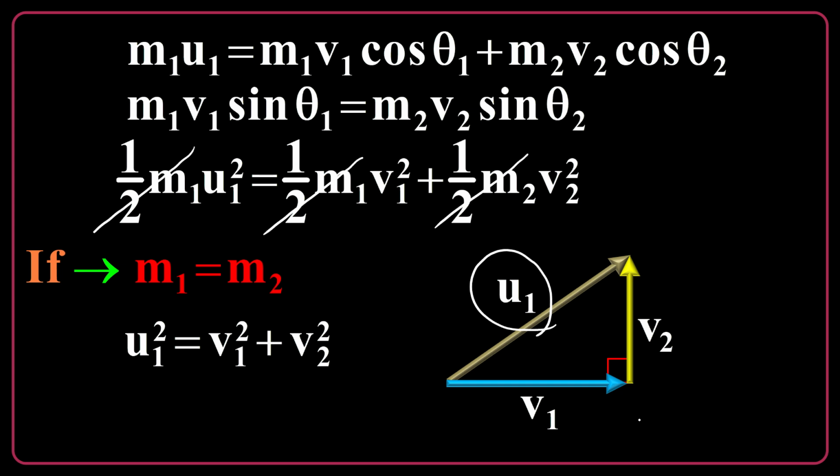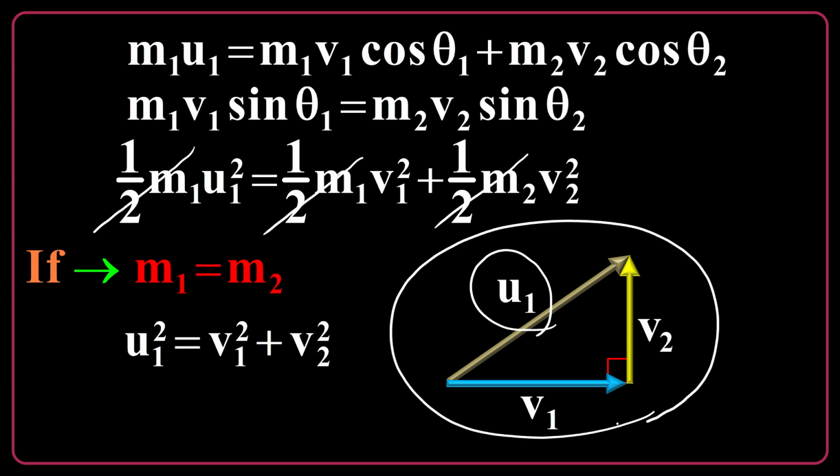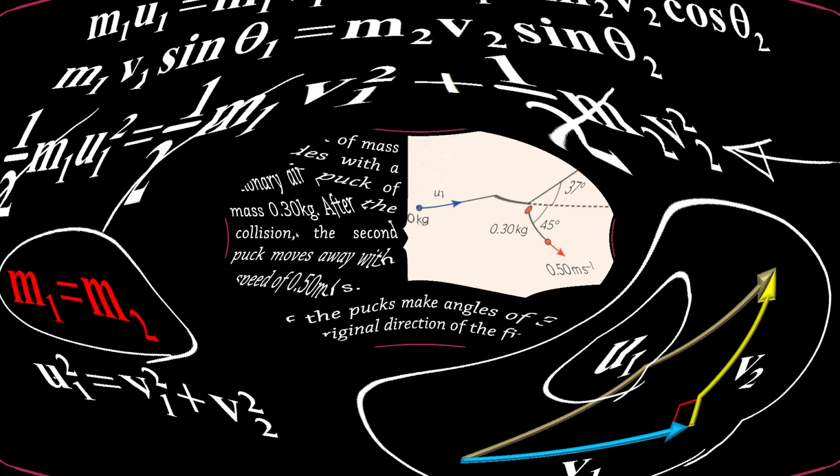This right triangle is valid based on 2 assumptions. First, as it's the outcome of the conservation of energy, the collision must be elastic. And second, the masses of the 2 objects must be the same.